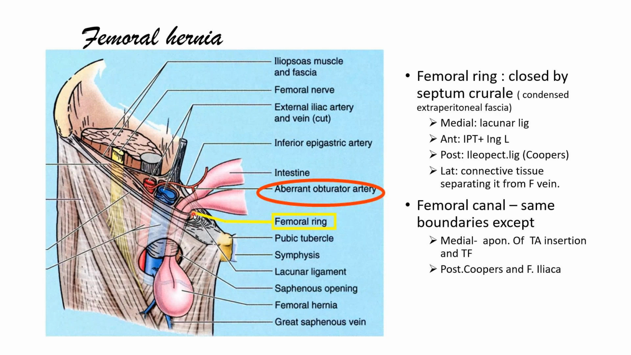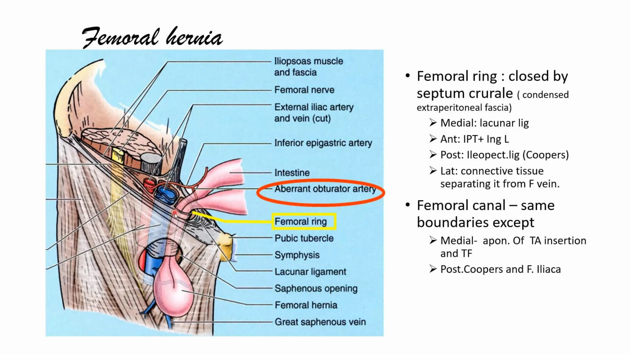Laterally, what do you have? You have basically the femoral vein out here. Anteriorly, what do you have? You have the iliopubic tract. Posteriorly, what do you have? You have the iliopectineal ligament or the Cooper's ligament, right? And this is the tissue separating it from the femoral vein.